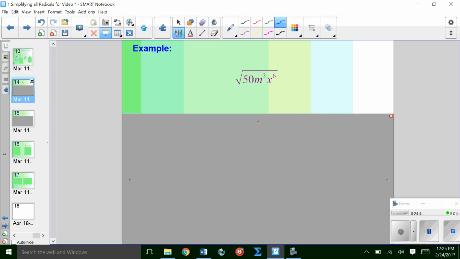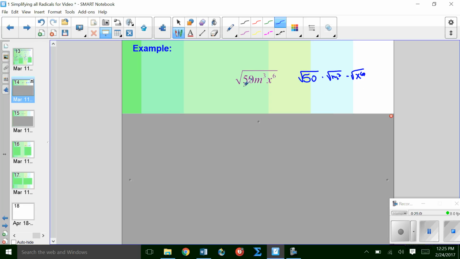All right, so here's an example that combines numbers and variables. To simplify something like this, we're going to treat the numbers just like we were doing, and the variables. If you want, you can see this as the square root of 50 times the square root of m cubed times the square root of x to the 6th. But you certainly don't have to break this all apart. That's probably a little more work than you need, but this really is what's going on.